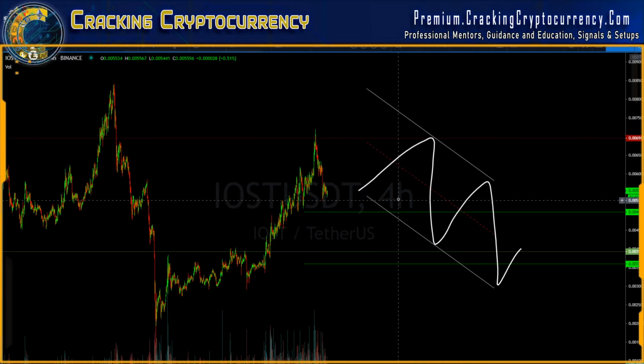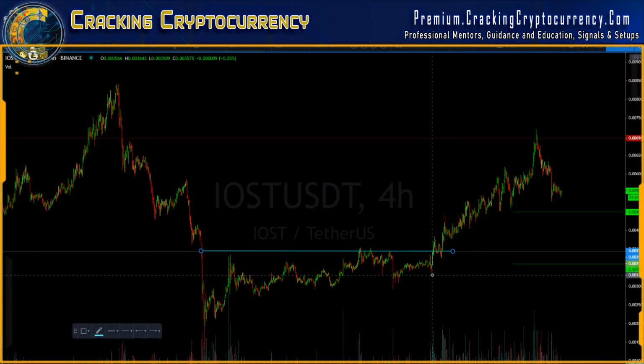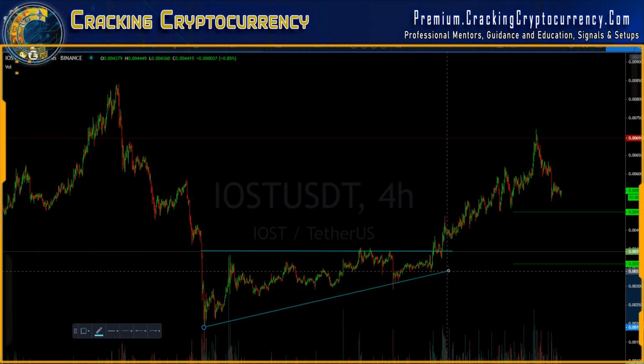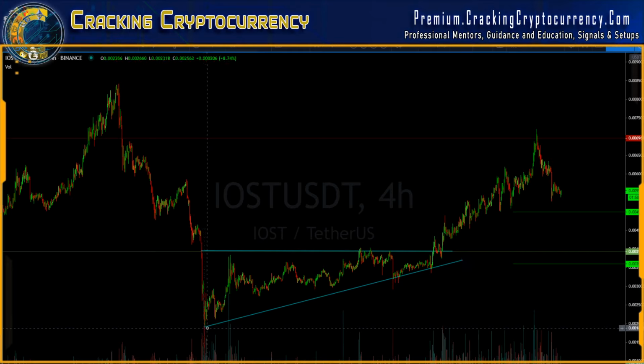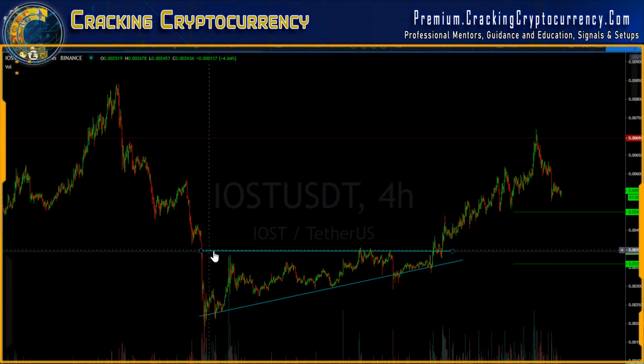So let's look at IOST here. We could say something like, well, IOST formed an ascending triangle between March and May of 2020. We can see it progressed with a series of higher lows until we finally broke above resistance, with a consistent horizontal level of resistance and a rising sloping angle of support until they actually met.